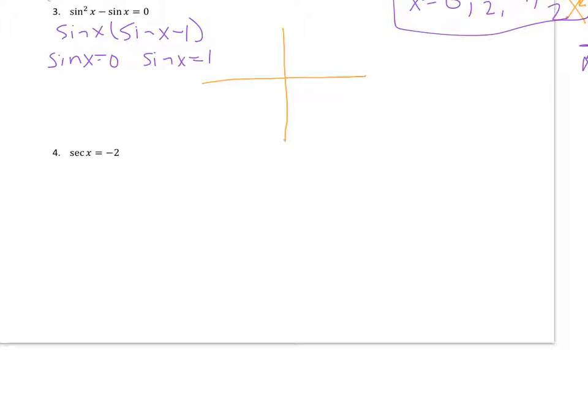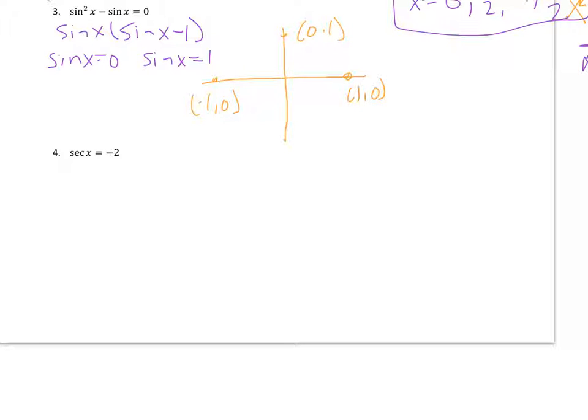Draw my picture. So sine is 0. Sine is your y value. So your y is 0. It's right here and right here. 1, 0, negative 1, 0. I also have sine as 1, so this is the only point right up here. It's kind of like the last problem, but not exactly. So sine is 1, 0, 1.